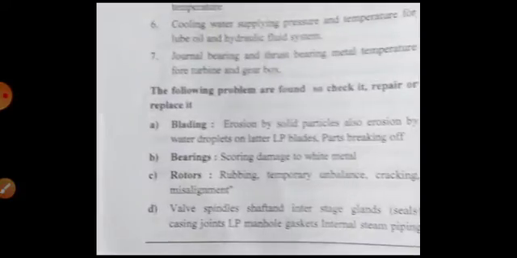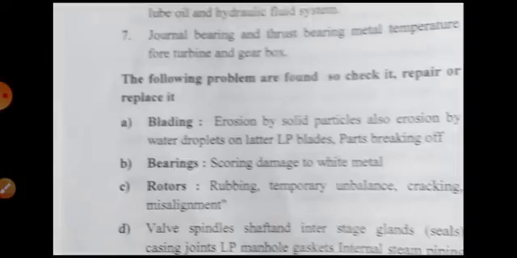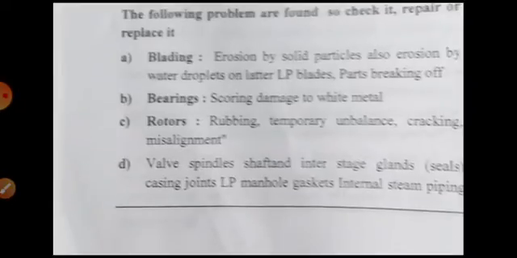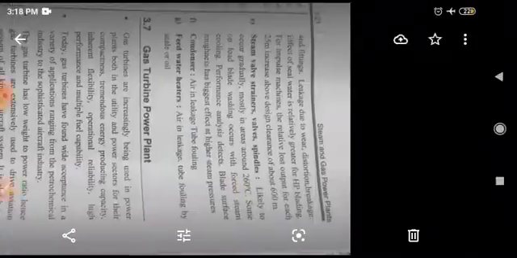The following are the problems found, so check them and repair or even replace. Bleeding, erosion by solid particles, also erosion by water droplets on later LP blades, parts breaking off, bearing scoring damage to white metal, rubbing rotors, rubbing temporary unbalance, cracking, misalignment, then wall spindle, shaft and inner stage glands, casing joints, LP manhole gasket, internal steam.